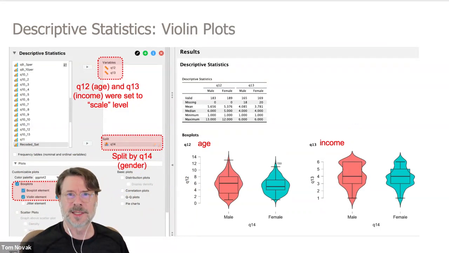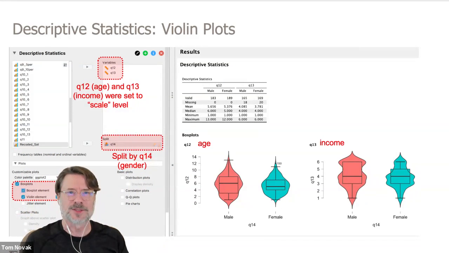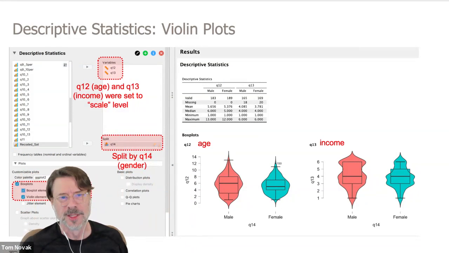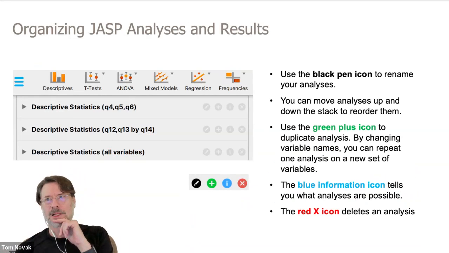Then you also have these violin plots. See that? It's a box plot, but then it puts the distribution over it on both sides to give you a sense of the shape of the distribution. So you get those things out of JASP too. Okay, a couple quick things there.